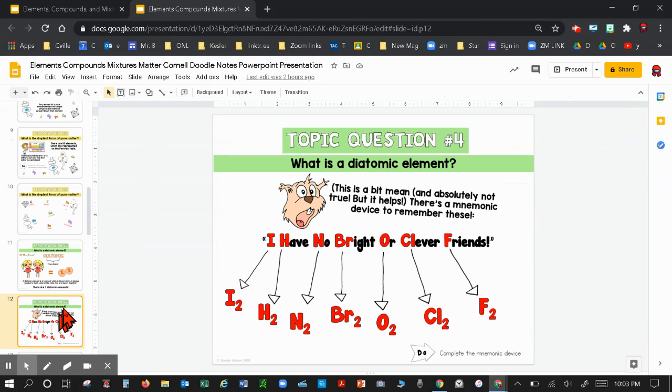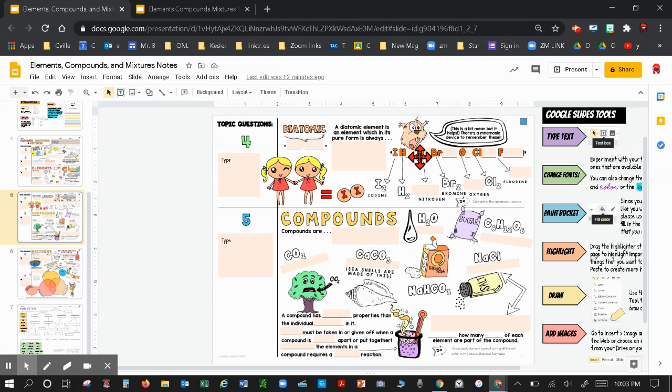So take a look here. There's a mnemonic which we can use. This one is not a nice mnemonic, but it does work, and it's true. The mnemonic goes like this: I have no bright or clever friends. Each letter stands for one of the elements: I for iodine, H for hydrogen, N for nitrogen, Br for bromine, O for oxygen, Cl for chlorine, and F for fluorine. So it's a mnemonic you can use to keep track of the 7 different diatomic elements.